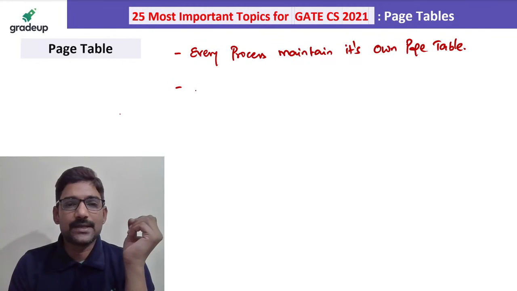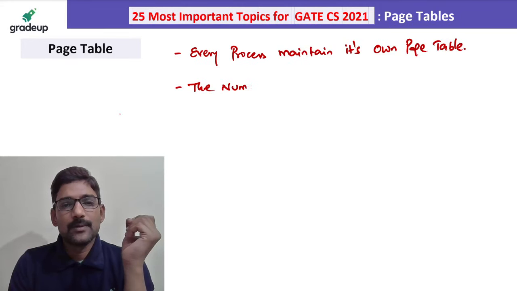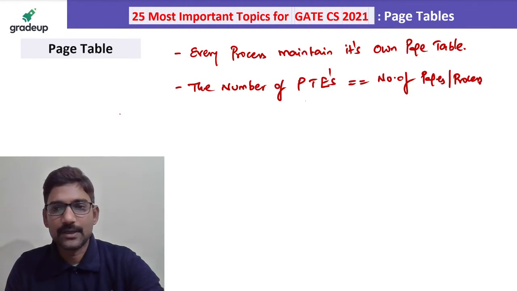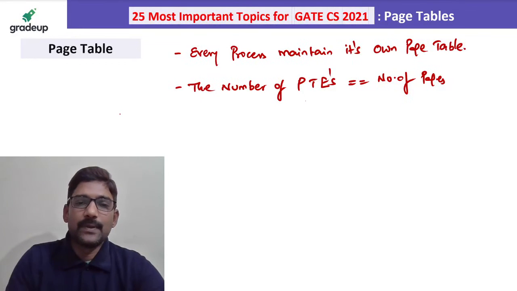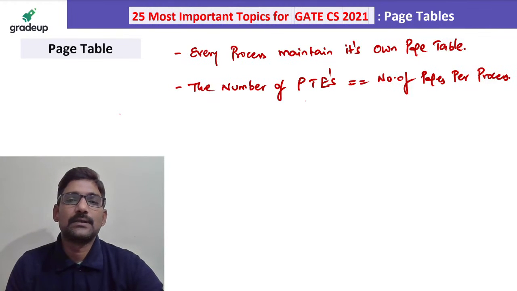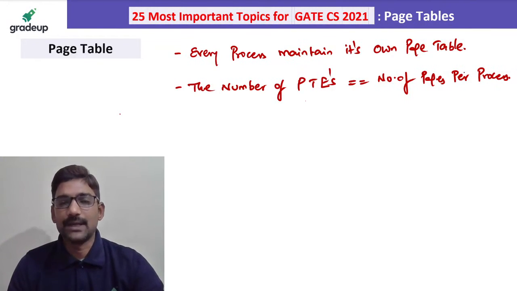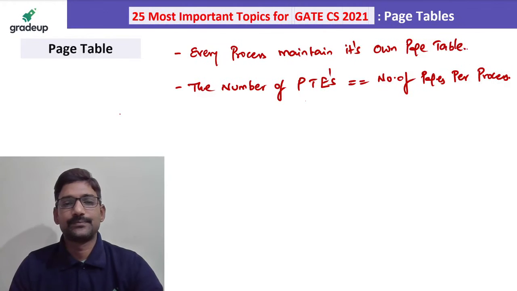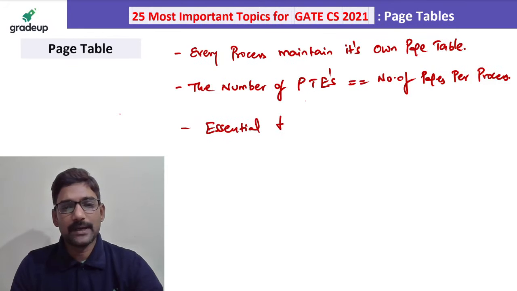Now in the page table, the number of page table entries is equal to the number of pages per process. Here it is not divided by anything; in one process, however many pages there are, every process will have page table entries equal to the number of pages. That means each page has its own entry. And now what is the essential field in every page table entry?